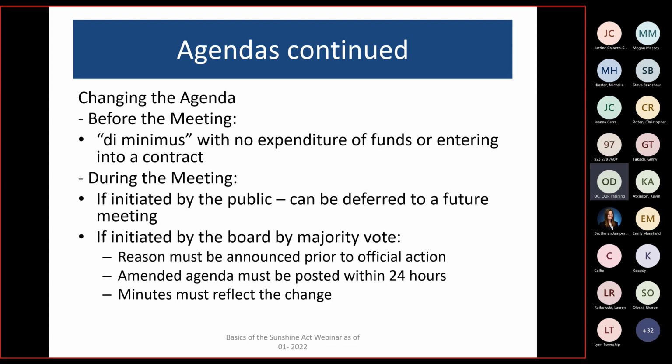Now, once you hit that 24-hour threshold, you can only change the agenda relative to what are called de minimis items, where you're not spending any money or the board is not entering into any contract, okay? So you can vote on issues where, as long as you're not doing one of those two things, you can alter the agenda in that 24-hour window. Then we get to the meeting itself, okay?